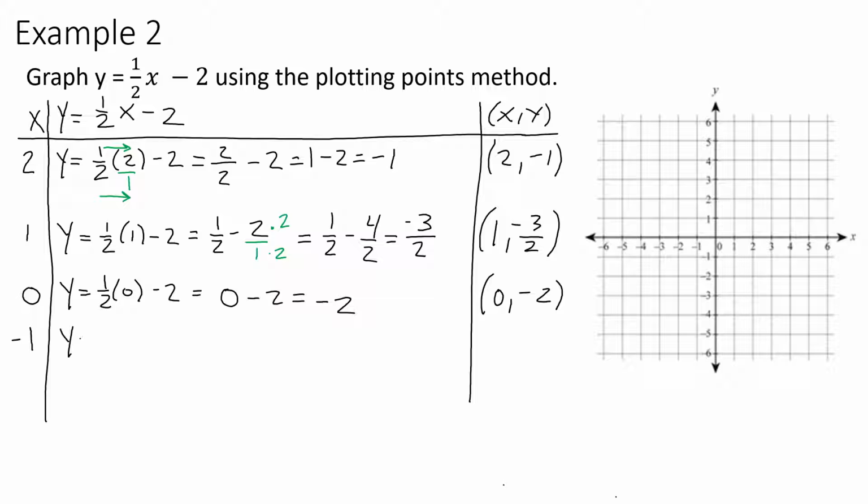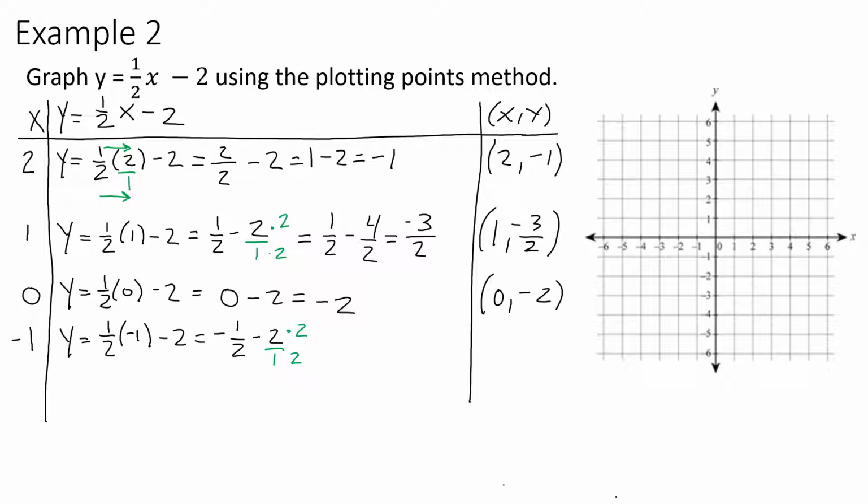So when x is negative 1, y equals 1/2 times negative 1 minus 2. Well, 1/2 times negative 1 is negative 1/2, and from the equation I have a minus 2. So now it might help to write that 2 over 1. So now I have negative 1/2 minus 2 over 1. In order to add or subtract fractions, you have to have common denominators. So I'm going to turn this 1 in the denominator into a 2 by multiplying it by 2, but not for free. I also have to multiply the numerator by 2.